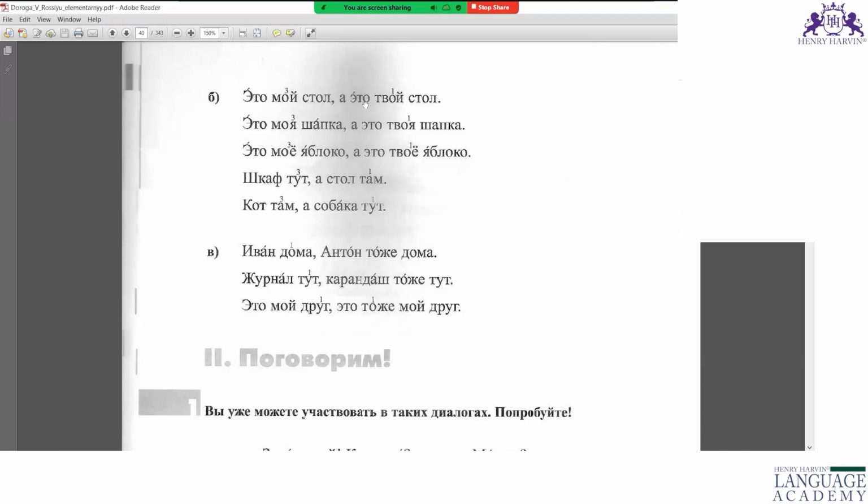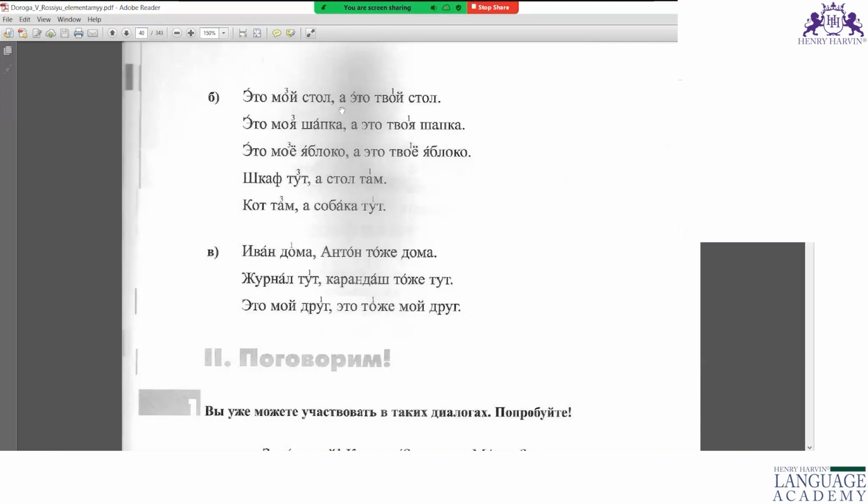So, это мой стол, а это твой стол. So, here we have мой, твой, my, yours. Да? This is my table and this is your table. Pay attention how we use а here. А means and, but, or here.